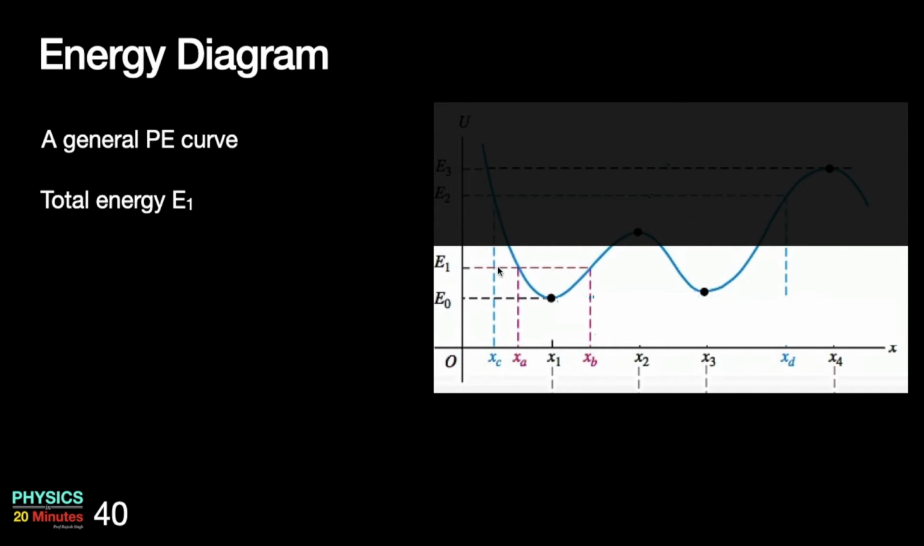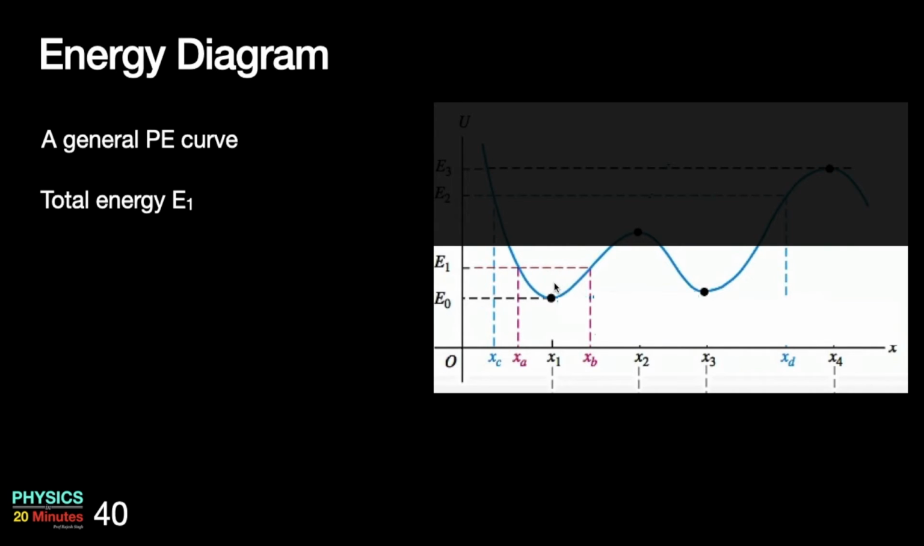When you are at this level, even at the center, at x1, this will be your potential energy, while the particle will have this much height as the kinetic energy, because the sum of this plus this is equal to E1. So it will have some kinetic energy. Because it has the kinetic energy, it will move towards the right or towards the left.